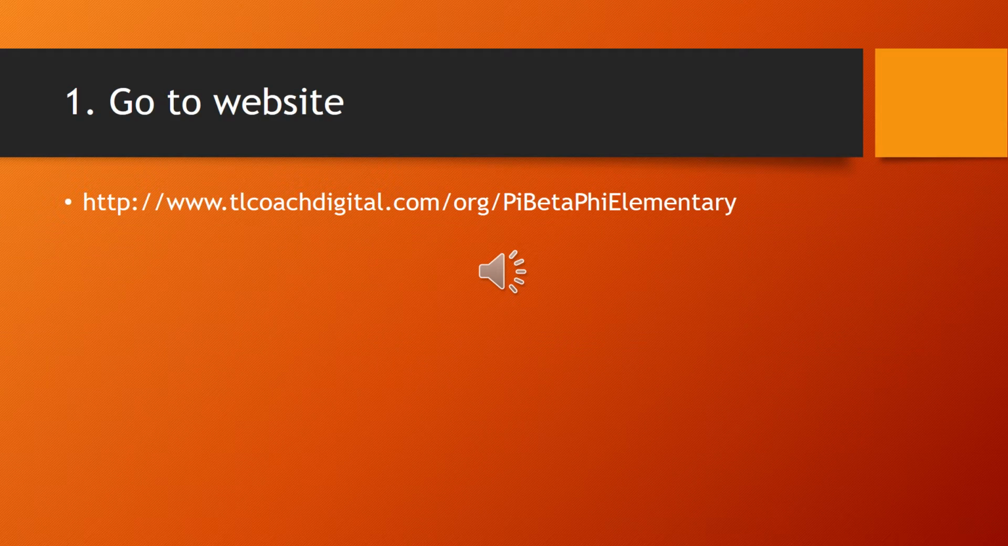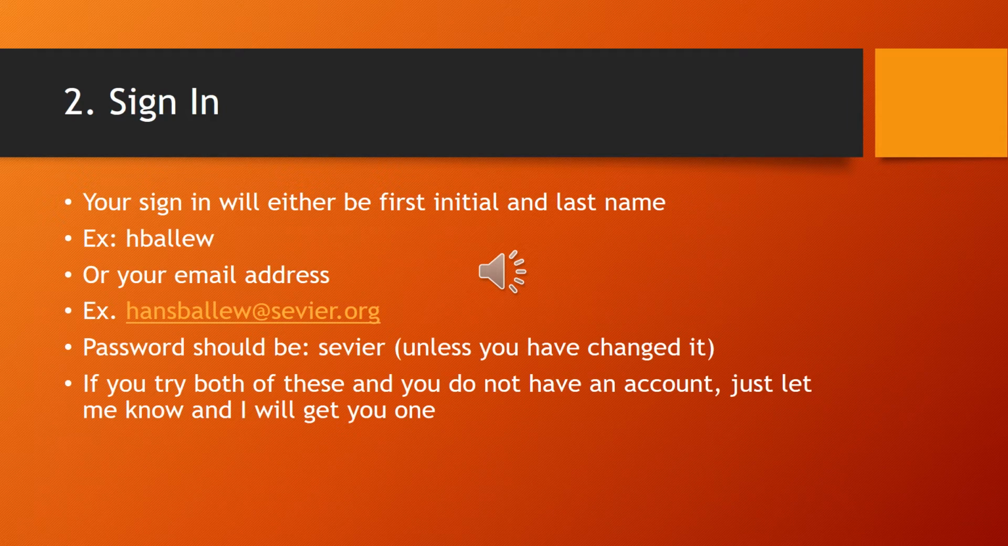First thing you want to do is go to the website, and this is the URL on how to get there. Second thing you'll need to do is sign in. Your sign in will either be your first initial and last name. For example, mine, Hans Ballou, would be H Ballou, lowercase, one word. Or it could be your email address, for instance, hansballou@severe.org. The password should be Severe, all lowercase, unless you've already changed it. If you have any questions about this, or if you've tried both of these and you don't have an account, just let me know and I can get you one or create one for you.